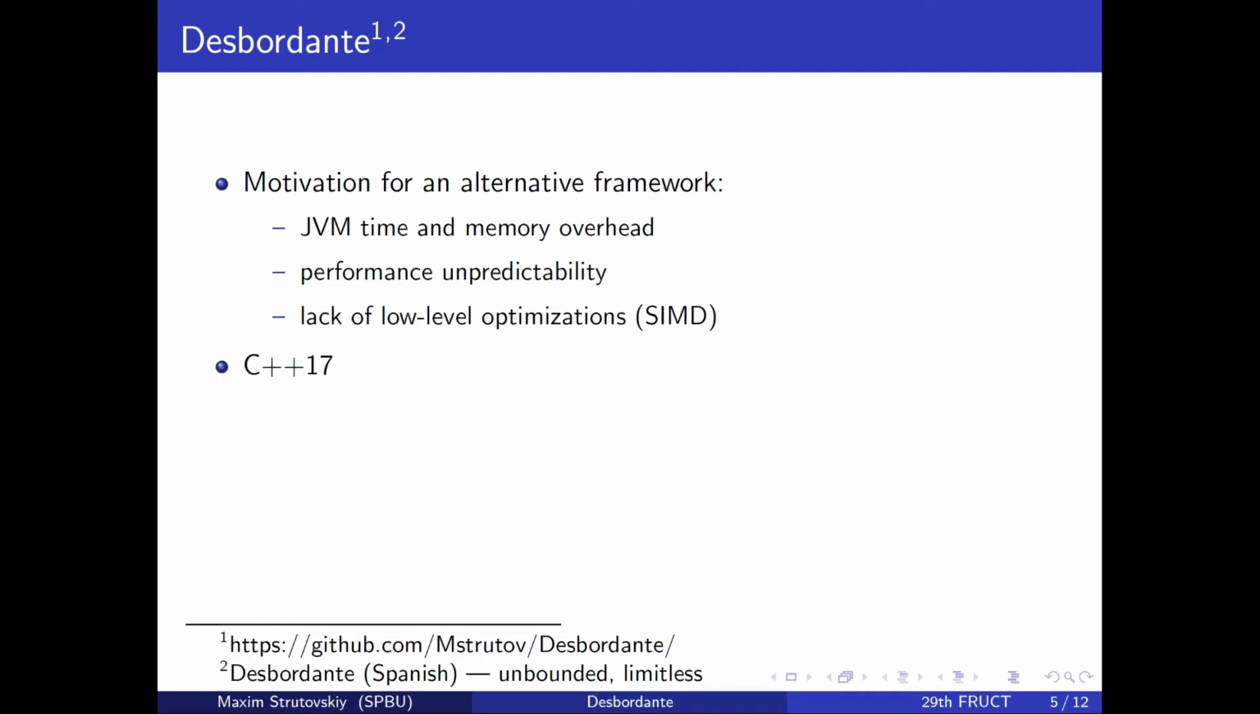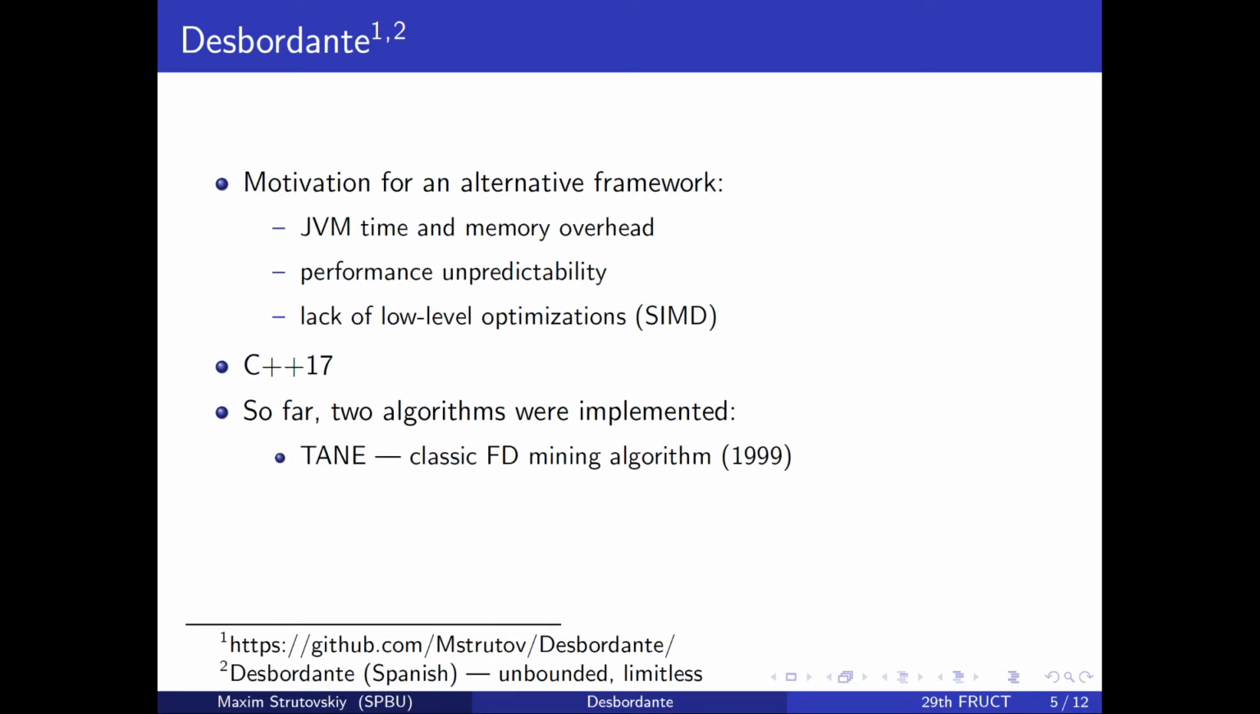This motivation has led us to develop Desbordante, meaning unbounded, limitless in Spanish, a console application written completely in C++. It currently provides basic functionality for finding all approximate and exact FDs in a CSV table. Based on the pseudocode from their papers and corresponding Metanome implementations, we have carefully rewritten two algorithms: Tane, a classic FD mining algorithm, and Pyro, a state-of-the-art algorithm for approximate FD discovery. The source code is available on GitHub.